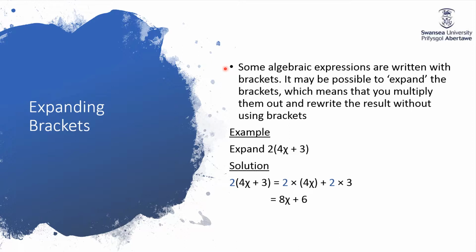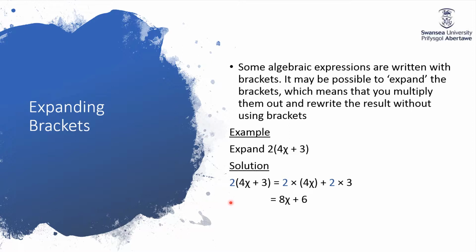Some algebraic expressions are written with brackets. It may be possible to expand the brackets, which means that you multiply them out and rewrite the result without brackets. Let's look at an example. Expand 2, open bracket, 4x plus 3, close bracket. Now, how do we go about doing that?